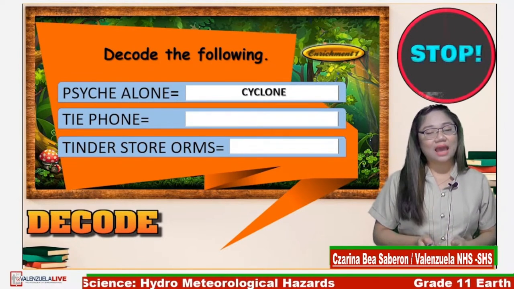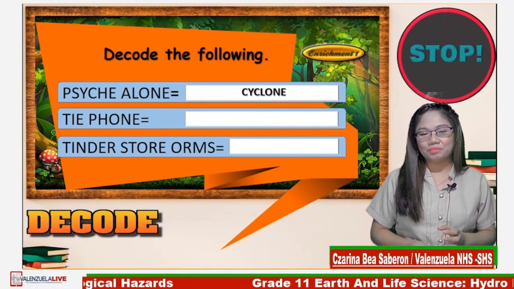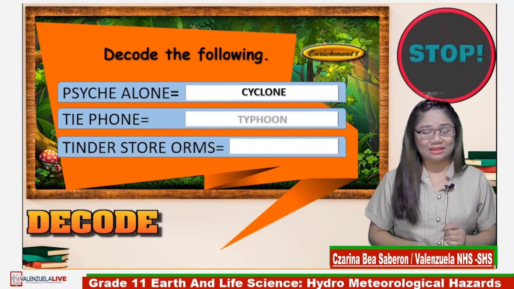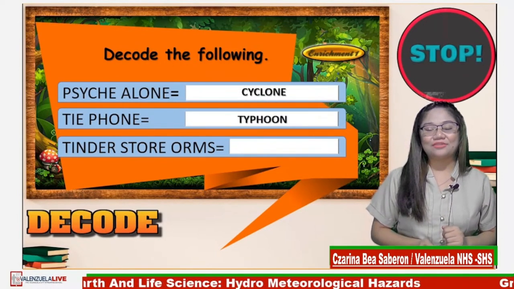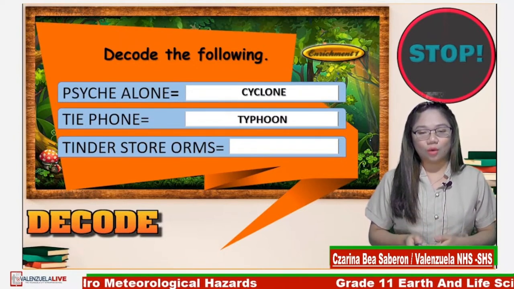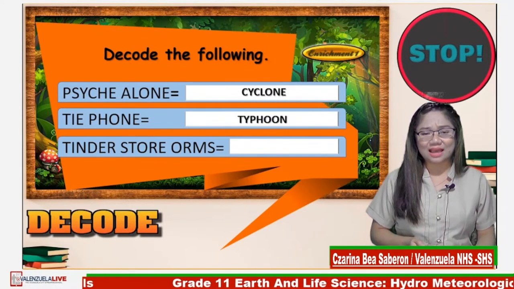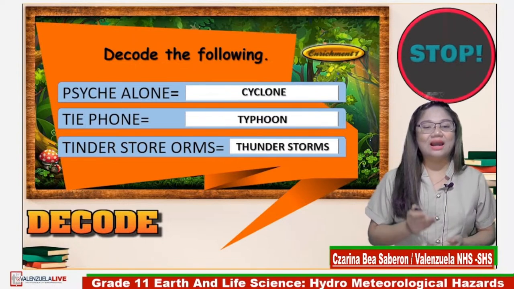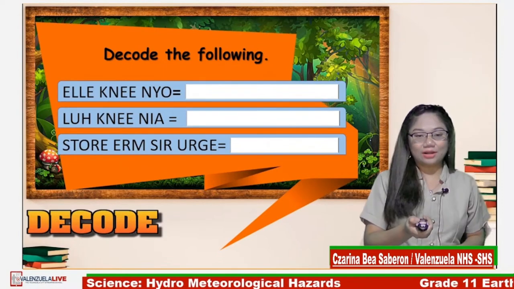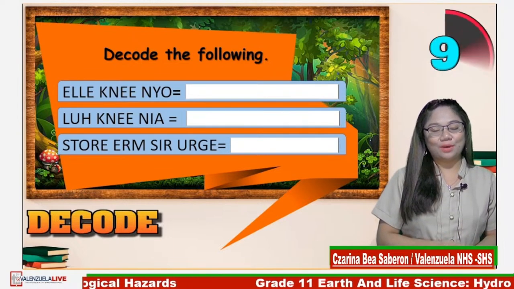Okay, next, "typhoon". What do you think is the word that is similar with the sound of "typhoon"? If you answered typhoon, you got it correctly. Next, "Tinder store orbs". Sounds like, there you go, thunderstorms. What about this set of words?